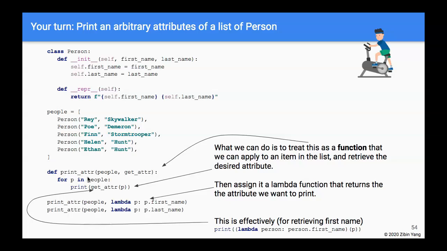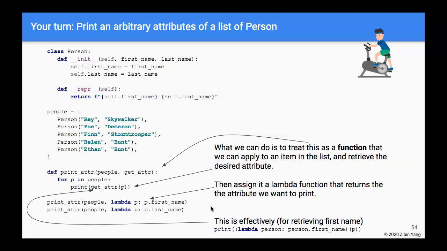And actually, when you think about this function a little more carefully, you see that it doesn't really matter if the given list is a list of instances of the person class or any other type. As long as the getAttribute function returns an attribute that exists in the element of the list, this function would work. So this function really kind of works for printing arbitrary attributes of arbitrary types in a list.